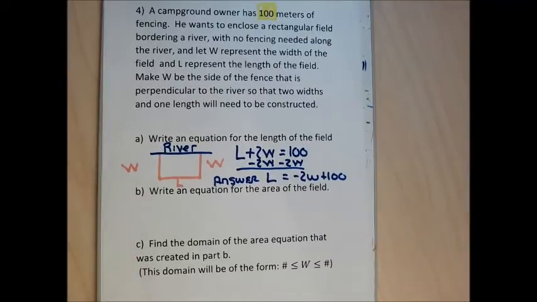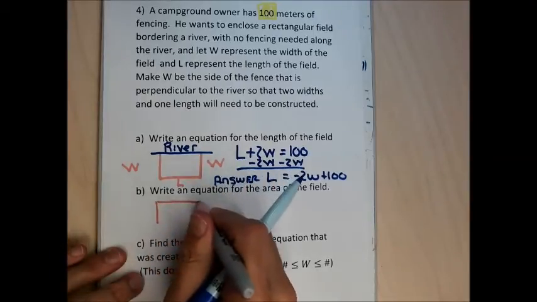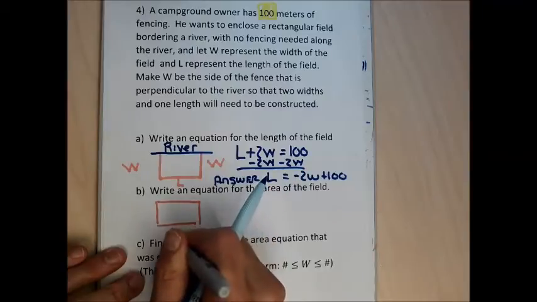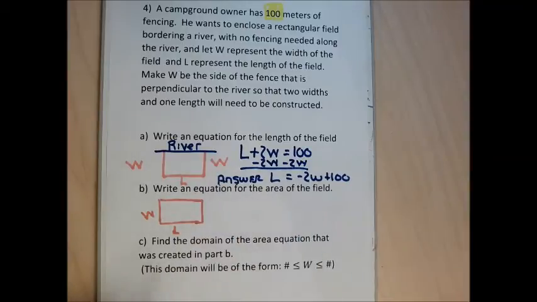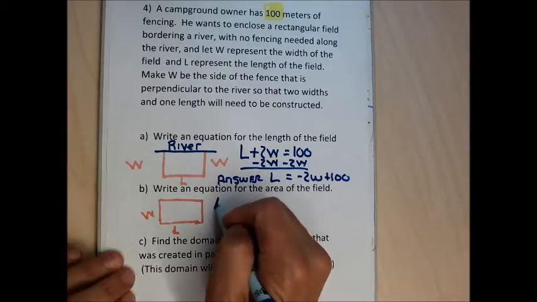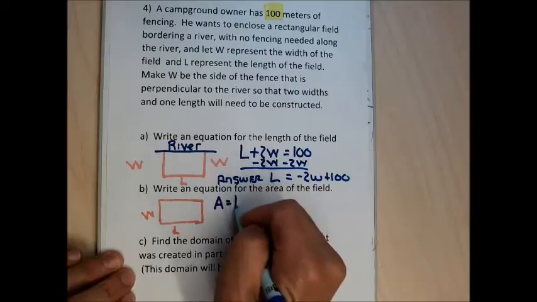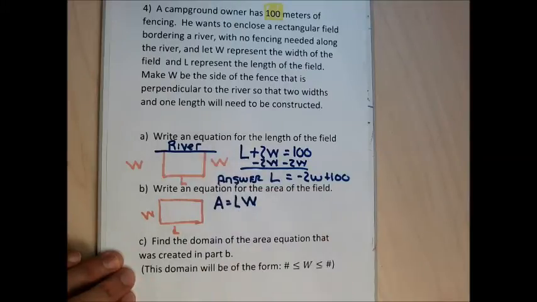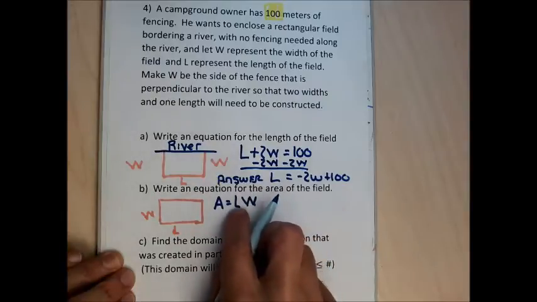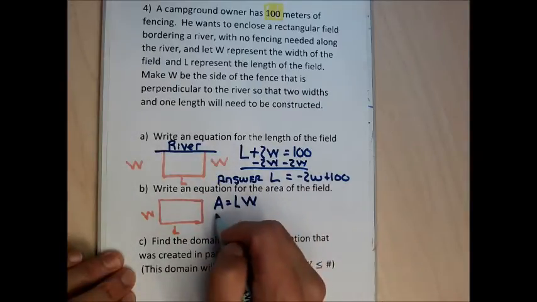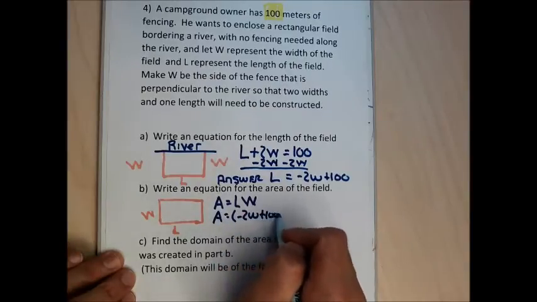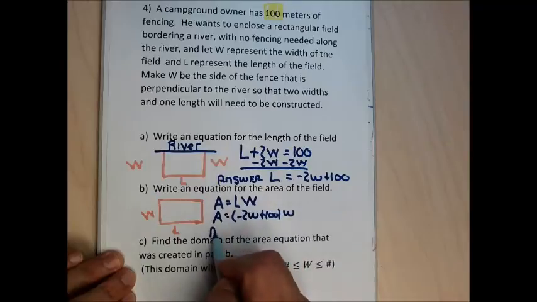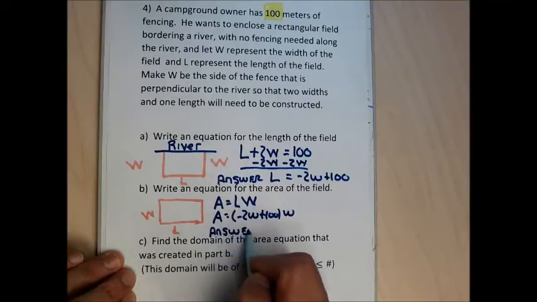Part B wants me to write an equation for the area of the field. Well, this field, although the farmer's only building 3 sides of fence, is ultimately going to be a rectangle that has a length and a width. And the area of any rectangle is length times width. So the region that he's building is going to have an area of length times width. In order to answer question B, I need to take the L and change it to negative 2W plus 100. So I'm going to say the area is negative 2W plus 100 times W. I'm going to clear the parentheses and call this my answer.